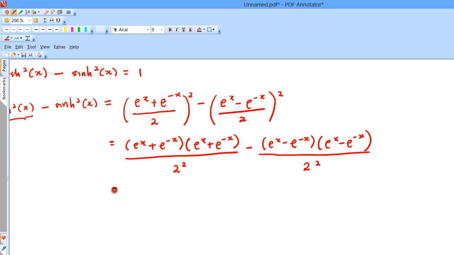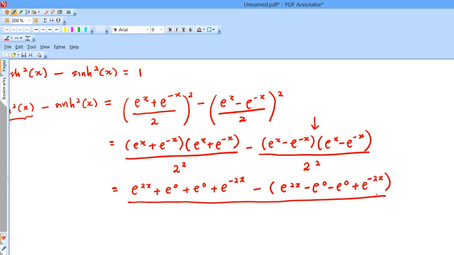Now we expand numerator for the first term. We get e power of 2x plus e power of 0 plus e power of 0 plus e power of negative 2x, and then minus, in bracket for the second term, e power of 2x minus e power of 0 minus e power of 0 plus e power of negative 2x, divided by the same denominator for both terms, that is equal to 4.